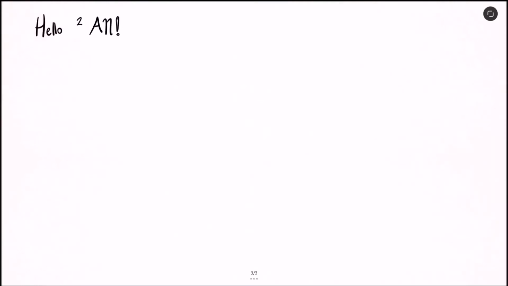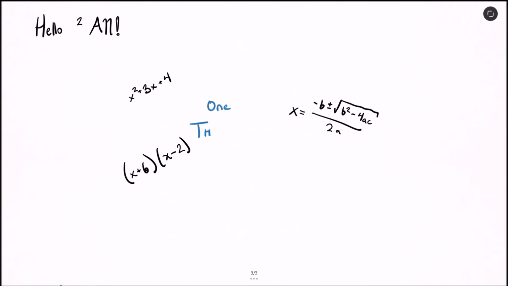Hello to all. Over the last few weeks we've learned a lot. We've talked about the quadratic formula, quadratic equations, factoring, and a lot more. But there's one thing in all that we've learned. There's only one variable, x, that we've had to worry about. Well, today, all that is about to change.